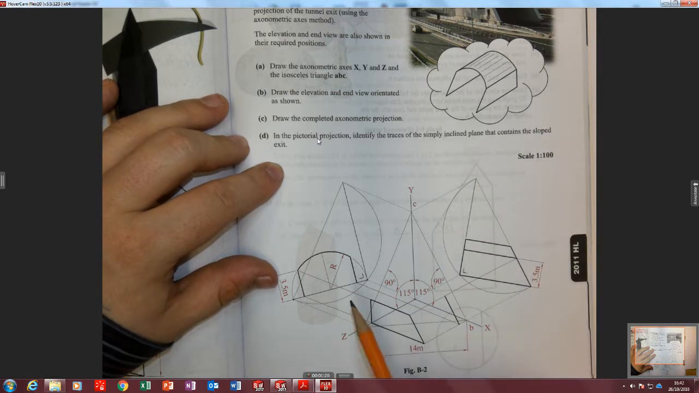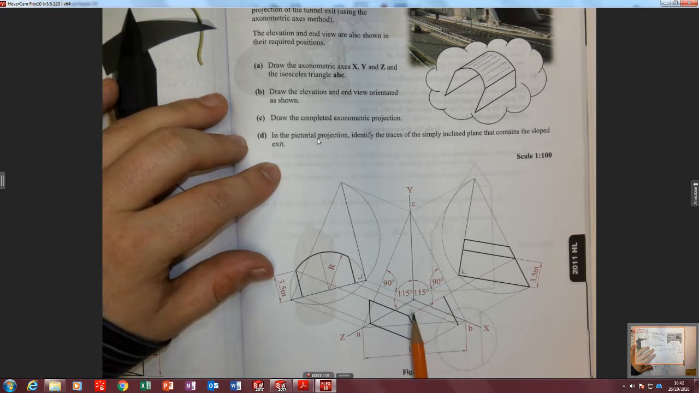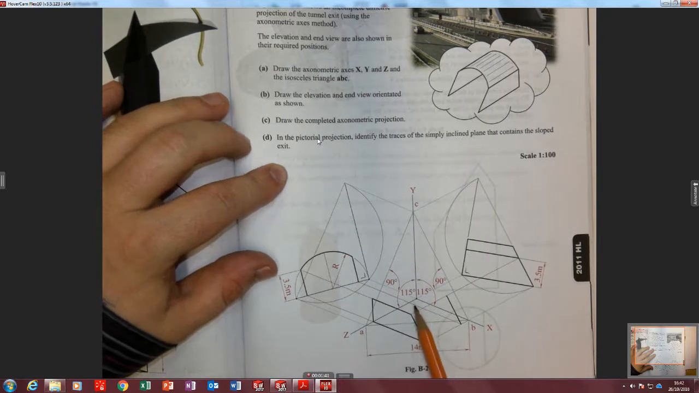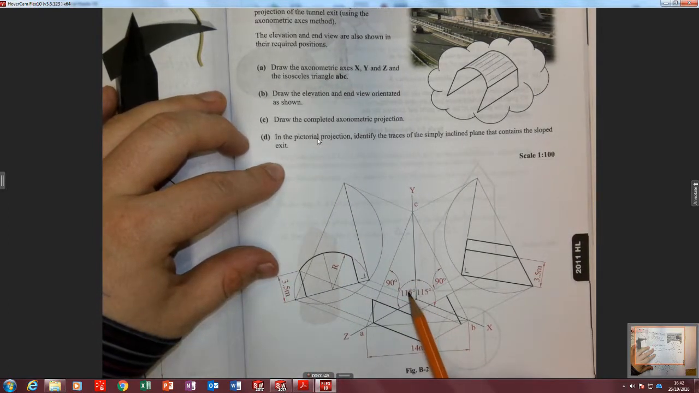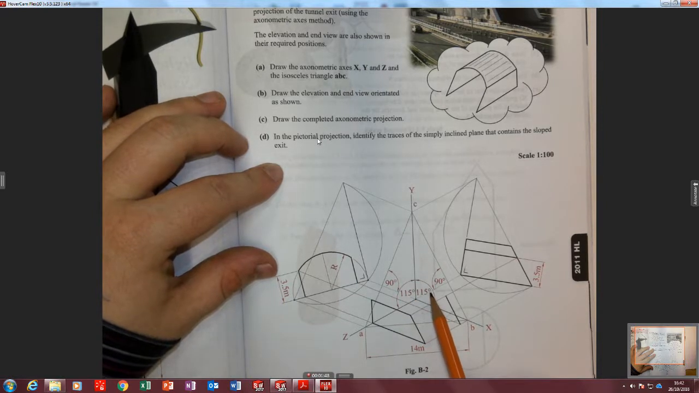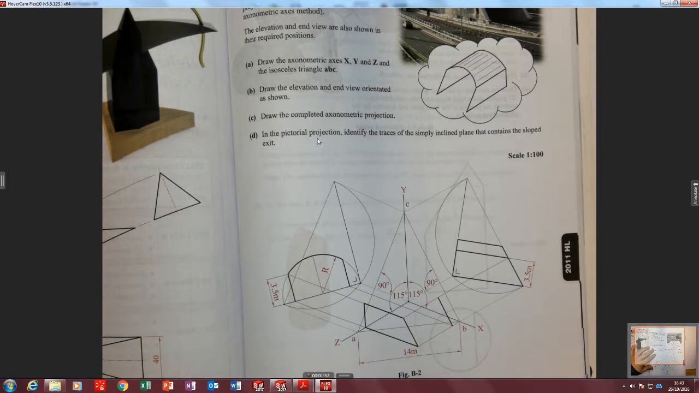The scale is 1:100. Convert all dimensions into millimeters. So 1 meter equals 1,000 millimeters. 14 meters equals 14,000 millimeters, and we have to divide that by our scale. So we need to convert all these into millimeters. Dimetric means two of the angles inside the axis are the same. So this one is 115. This one is 115. The y-axis is always vertical.